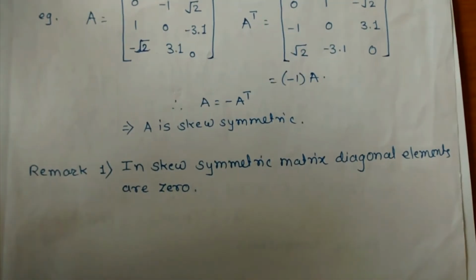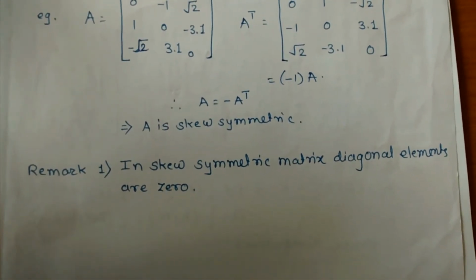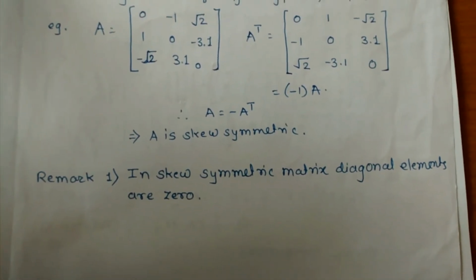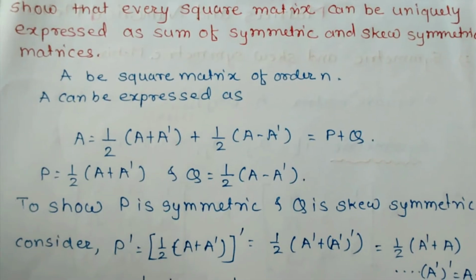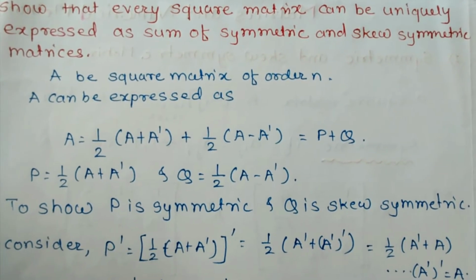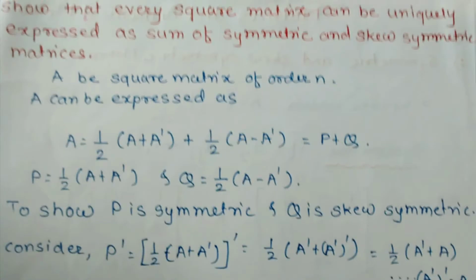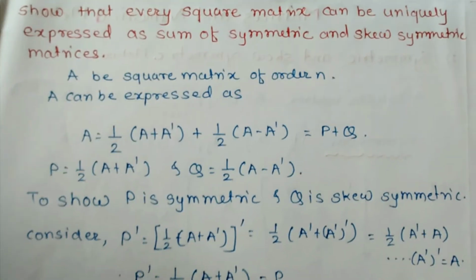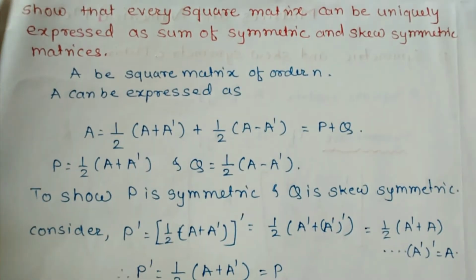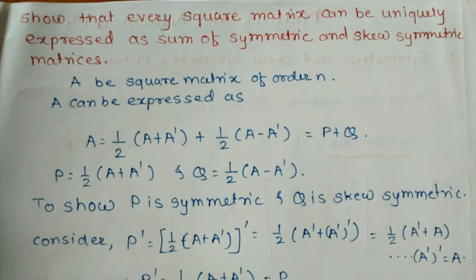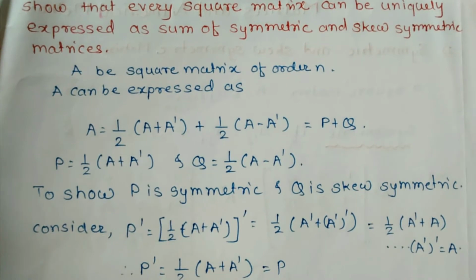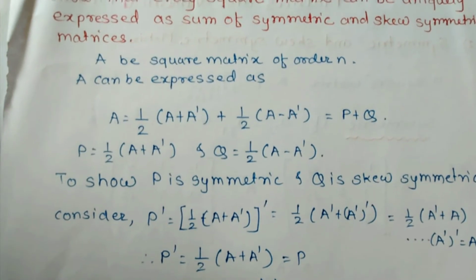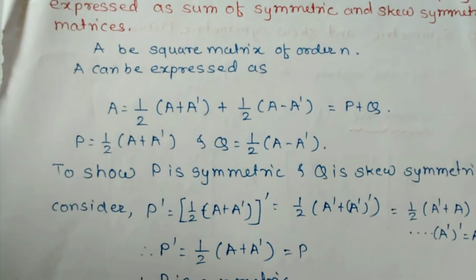Now this is a very important remark for a matrix to be skew symmetric: in a skew symmetric matrix, the diagonal elements are zeros. Now based on this definition of symmetric and skew symmetric matrix, we are going to discuss a problem. The problem statement is: show that every square matrix can be uniquely expressed as a sum of a symmetric and a skew symmetric matrix.